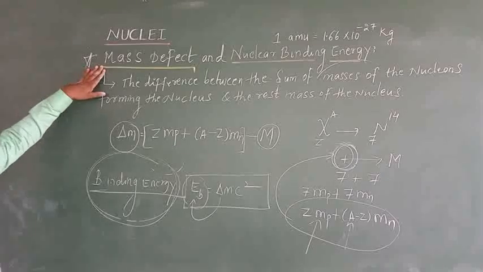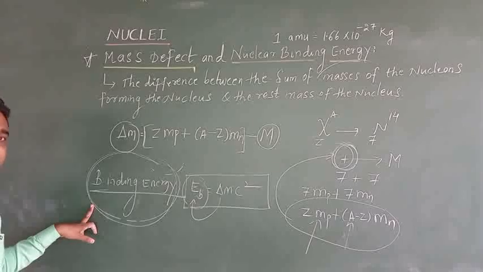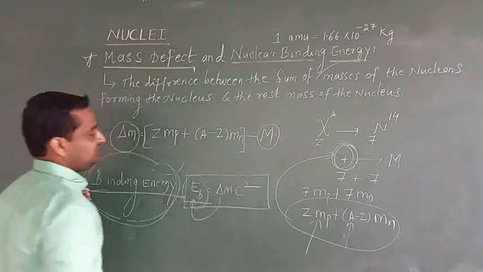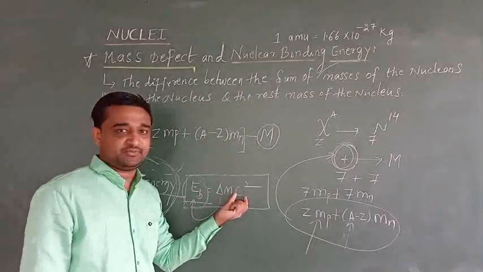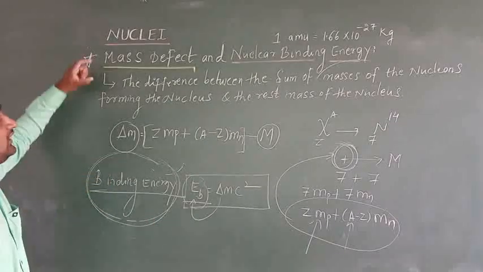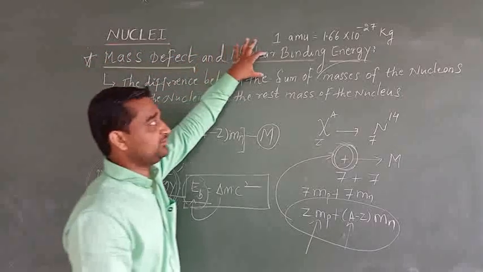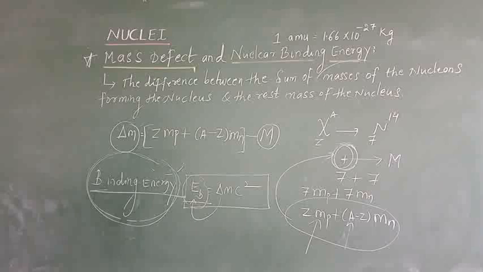What is mass defect and what is nuclear binding energy? How are we going to calculate the nuclear binding energy? From this equation, EB is equal to what? Delta m c square. Right? Now let us take one example here to calculate the mass defect and the nuclear binding energy.